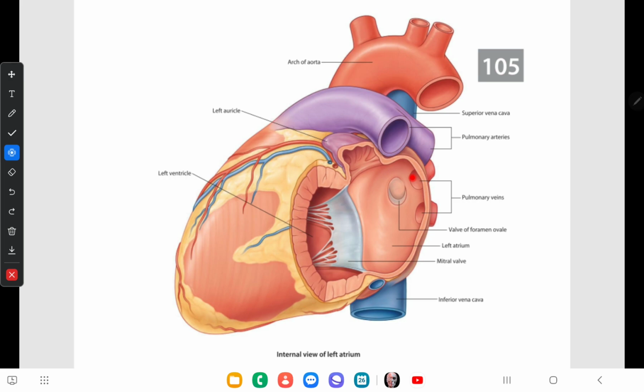Then the openings for the pulmonary veins, two from each lung, open through the posterior wall and they have no valves, and the left atrioventricular orifice is guarded by the mitral valve.